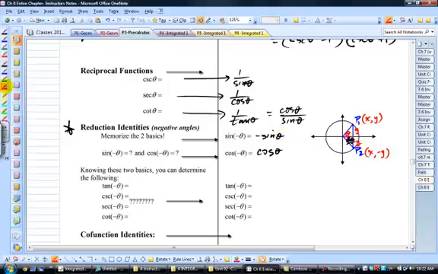These two identities right here are called reduction identities. You're dealing with what are called negative angles right here. These have to be memorized, okay? From these, everything else develops. So notice what I said right here. I said knowing these two basics, and I'm talking about these right here, you can determine the following, all of these. So this you have to memorize. And if you don't memorize it, well, just visualize it here.